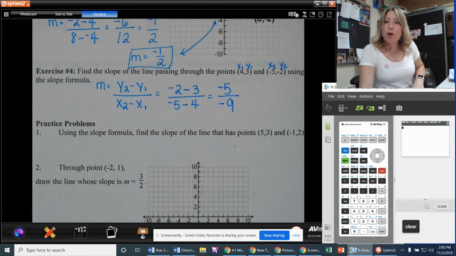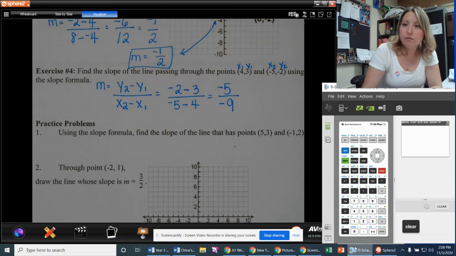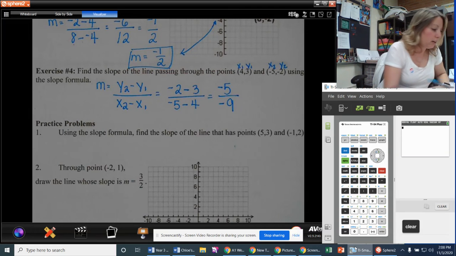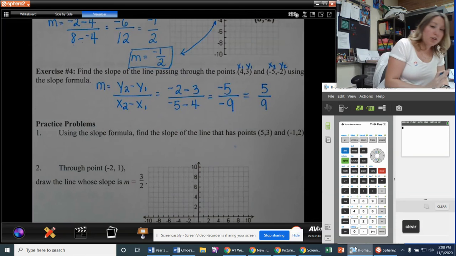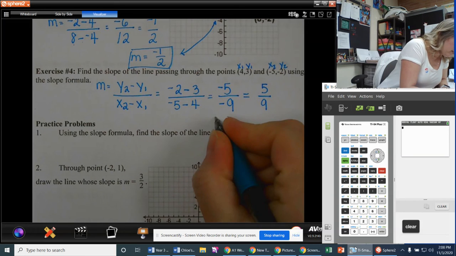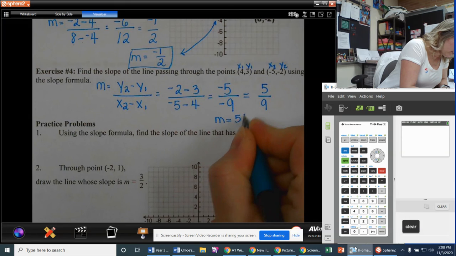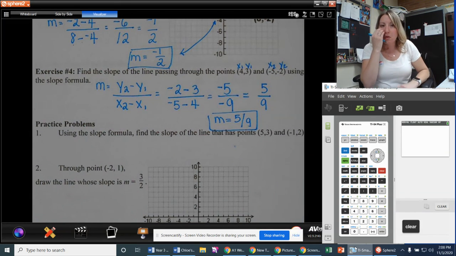When you see a fraction that has a negative over a negative, you never leave a negative over a negative. Because what is a negative number divided by a negative number? A positive value. 5 and 9 can't reduce further, but you can't leave negative over negative. So my slope is 5/9. That is the slope of the line that connects those 2 points.